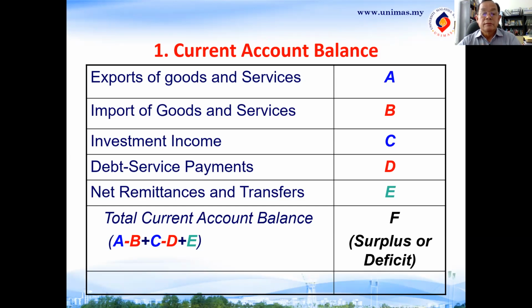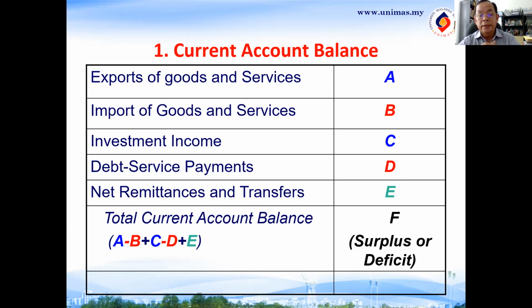balance. First of all, the export of goods and services. The export of goods and services is good for the country. In other words, that will bring in income or money to the country, foreign exchange. If you export, for example, oil palm or oil, minyak mentah, and also other services that will bring in money to the country.